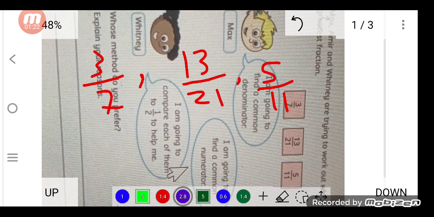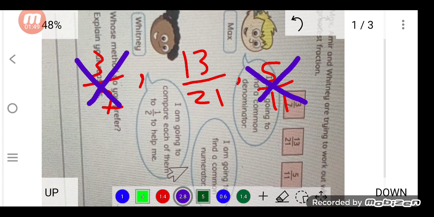So here, half of 7 is 3.5. Clearly 3 is less than half of 7, so this fraction is less than half, so it's not the greatest. Now this fraction 5 over 11, 5 is less than half of 11. Half of 11 is 5.5, and 5 is less than 5.5, so this means this fraction is less than half.